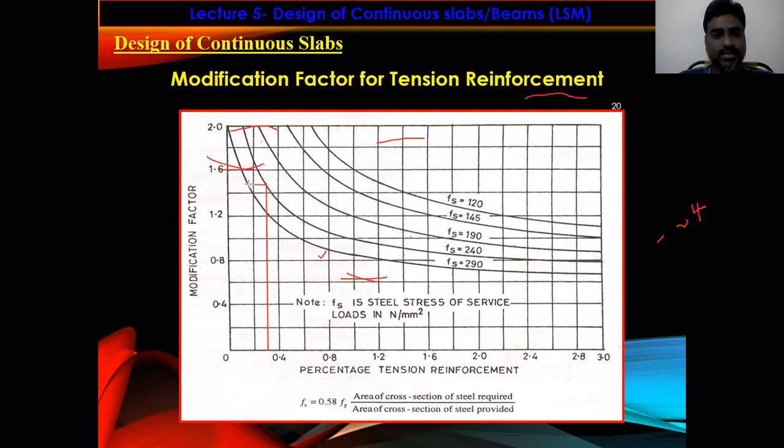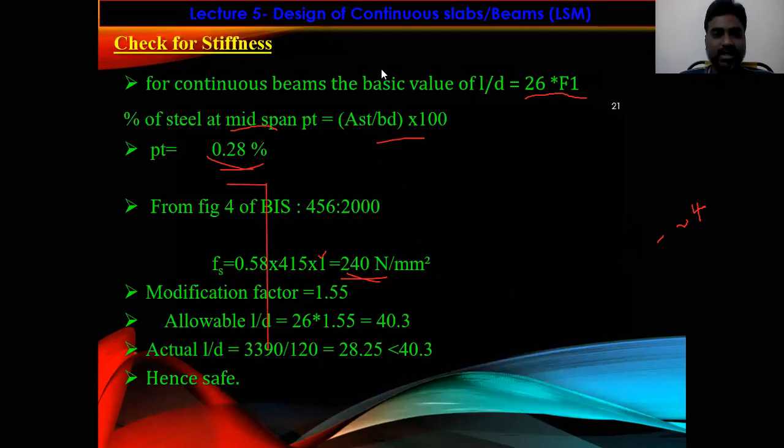So from here you can write just approximately I'm drawing. So it is approximately 1.2, this is 1.6, so this is 1.4. It is just nearer to 1.5. Right? So if you draw exactly, you will get the exact value. So from this, I got it as 1.55. Right? The modification factor I got it as 1.55.